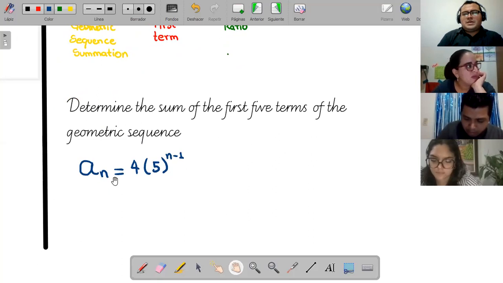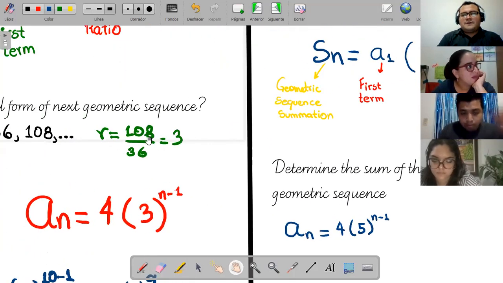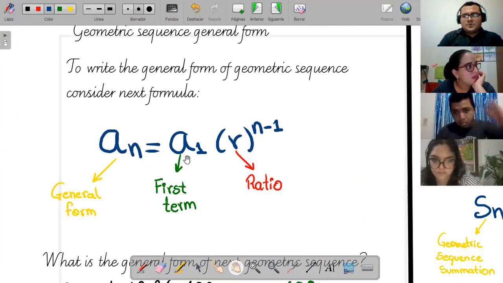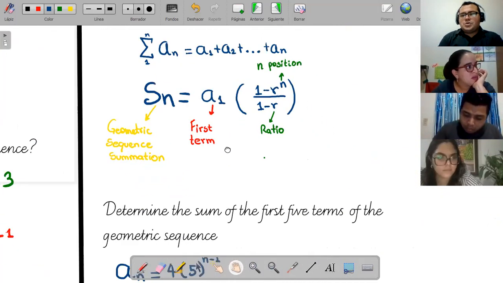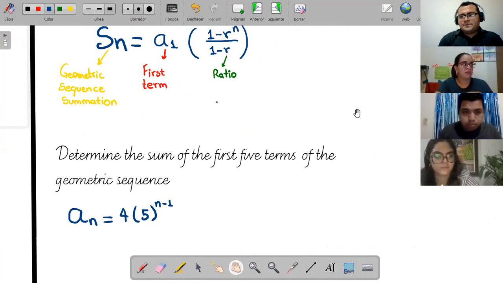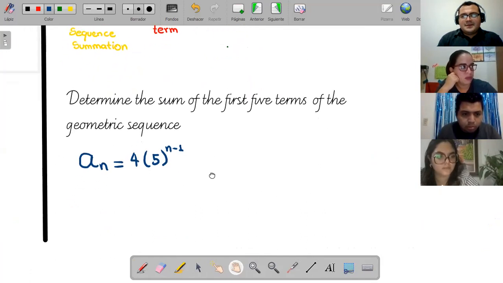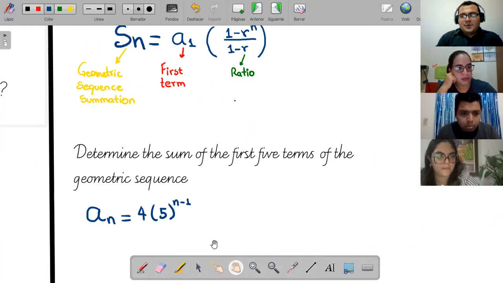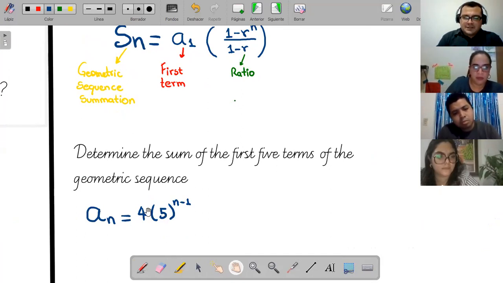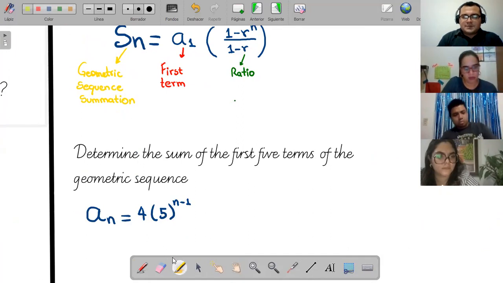Just a little question, because that's the general form of the sequence, is this one, okay? Do we know the ratio? Do we know the first term? Do we know the ratio and the first term? Yes. Are we doing it from the last example? No, this is a new one. I'm asking you to determine the sum of the first 5 terms of this geometric sequence, of this one.